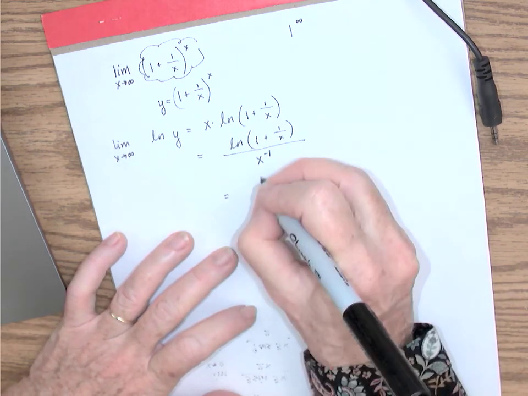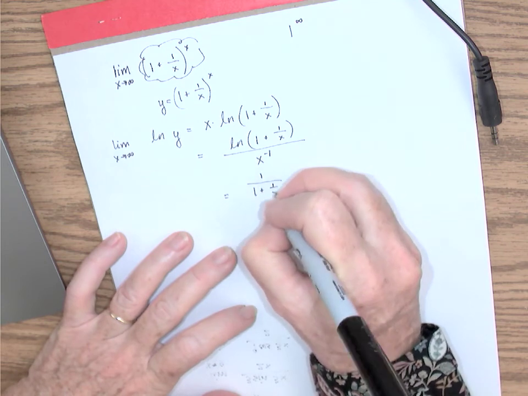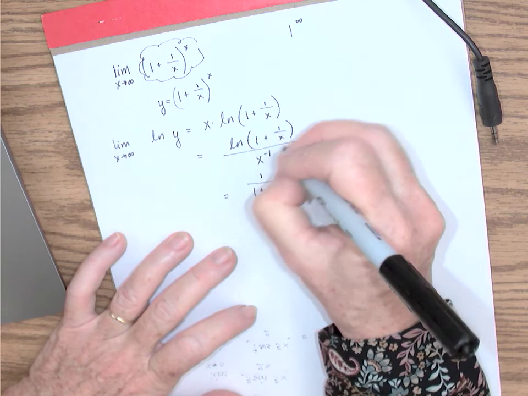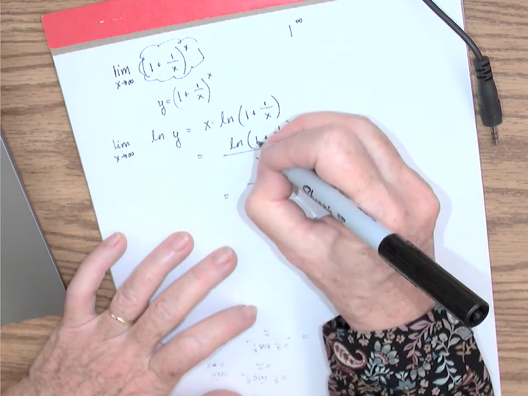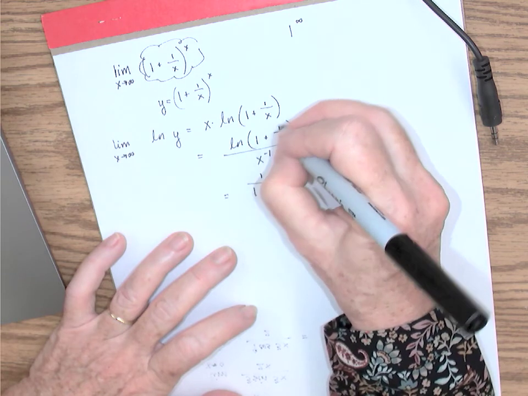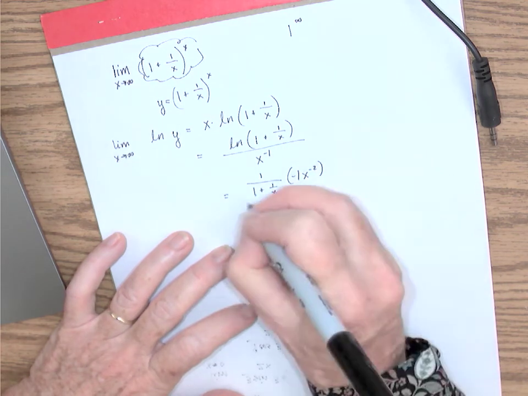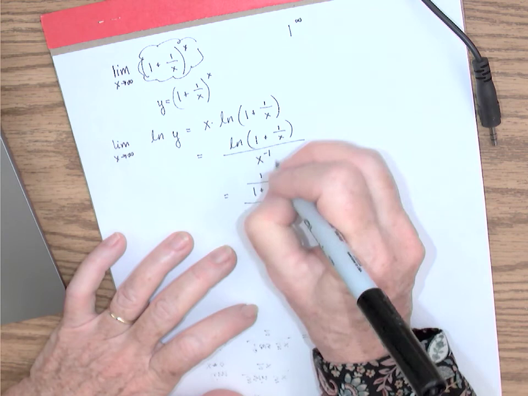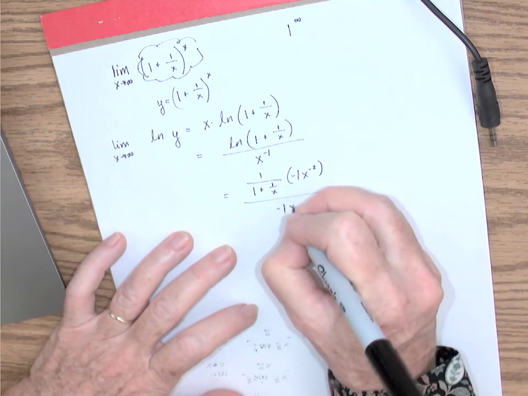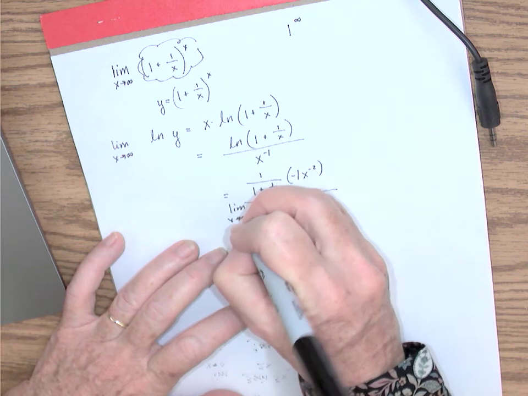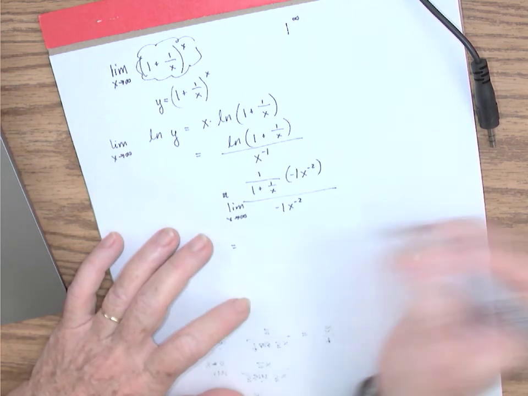I'm going to take 1 over 1 plus 1 over x, that's the derivative of natural log. But then I have to use the chain rule. So the derivative of the inside: the derivative of 1 is 0, and the derivative of x to the negative 1 is negative 1 times x to the negative 2. And in the denominator, I also need to take the derivative, negative 1 times x to the negative 2. Oh, and we're taking here the limit as x approaches infinity.